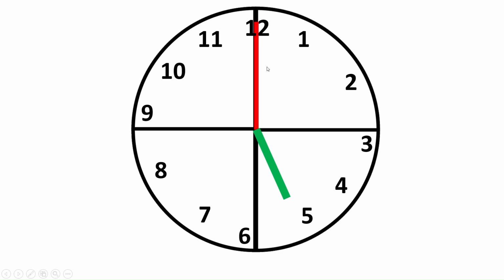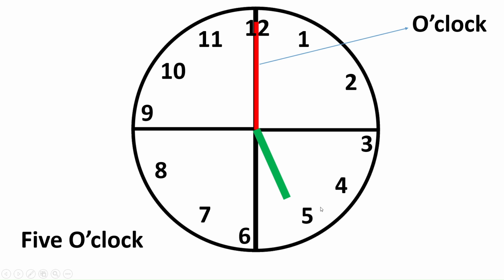As we can see, the minute hand is currently at 12. We call this o'clock. Before the o'clock, we normally say what the hour is. We can see that the hour hand, the shorter one, is pointing at 5. So we would say that it is 5 o'clock.